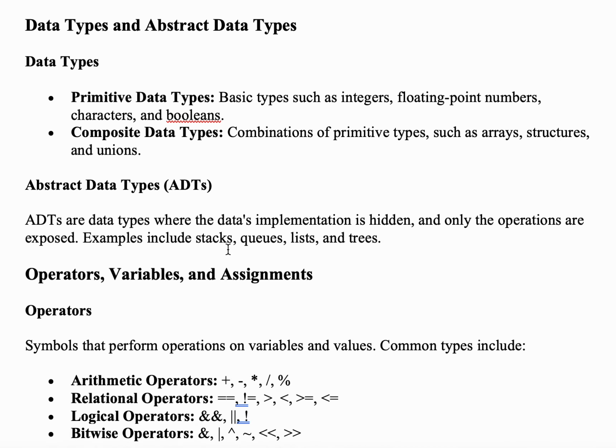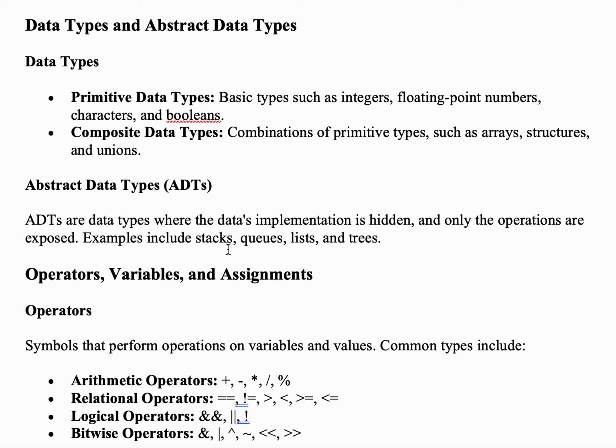Data types and abstract data types. We have two different types of data types, primitive data types and composite data types. In primitive data types, we have integers such as 1 to 3, floating point like 1.2, characters and booleans, true, false. Composite data types means use of arrays, structures and unions. We know array. Whereas abstract data types contain operations and values.